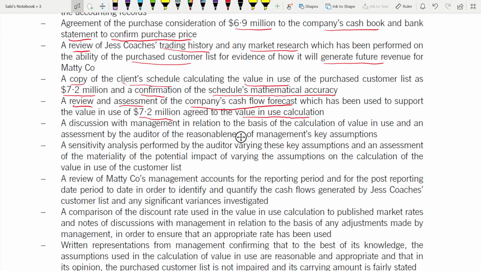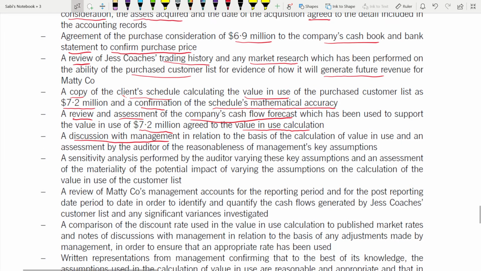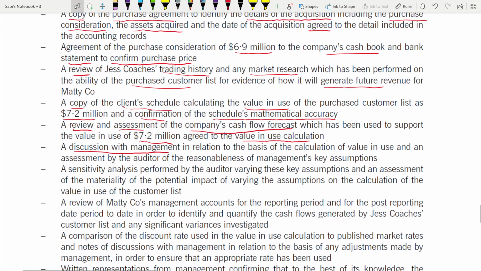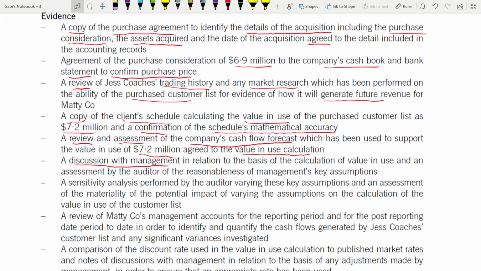Okay, next, again a discussion with the management. You see, this is used very commonly. Some types of evidences are very commonly used, that you can use in almost any answer. Some, not always. For example, discussion with management, having a written representation. These things are very common. Review of the cash flow forecast, budgets, these things are common. But these things are not common: review of their trading history, then a copy of the purchase agreement. These things are not common. It is specific to the case study.